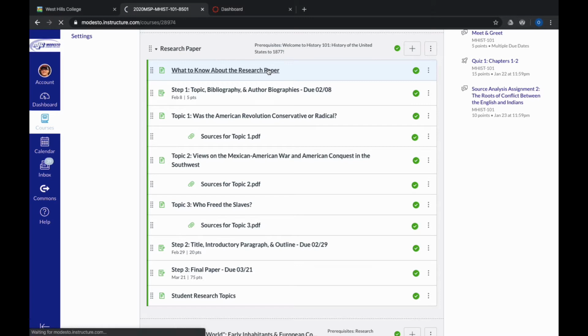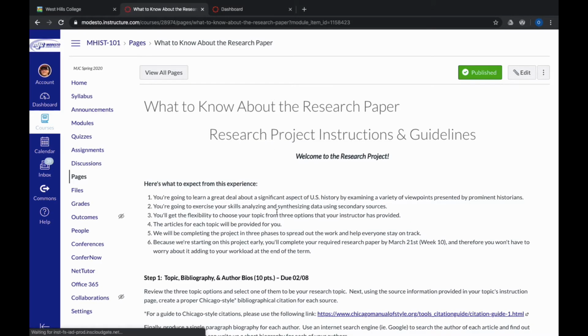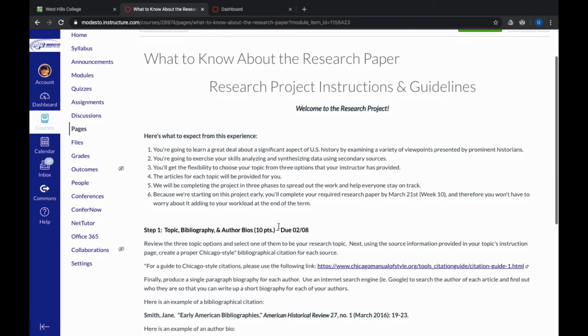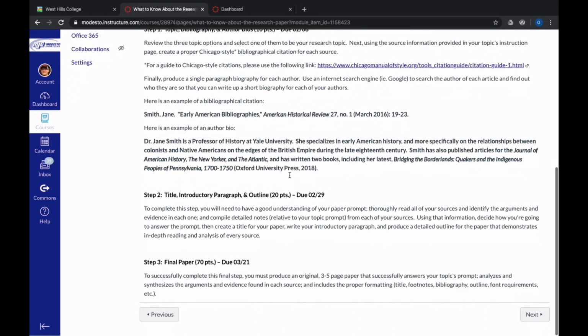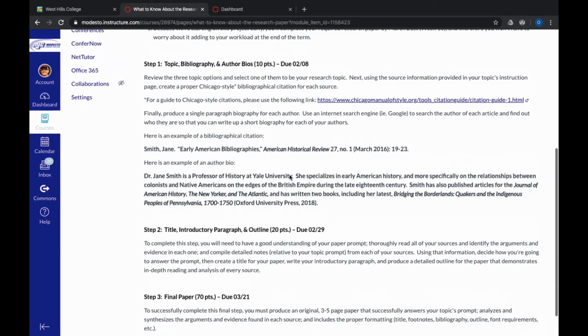All right, so this first page is going to walk you through basically each step, the goals of this research project, what you need to accomplish in each step, and what those due dates are.